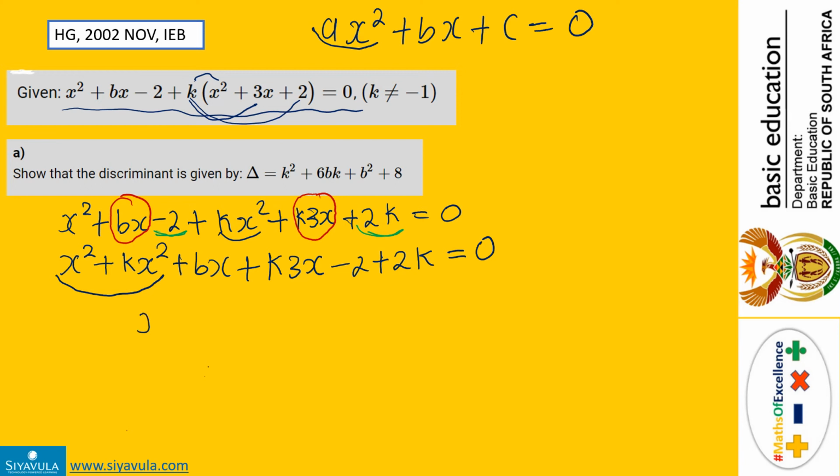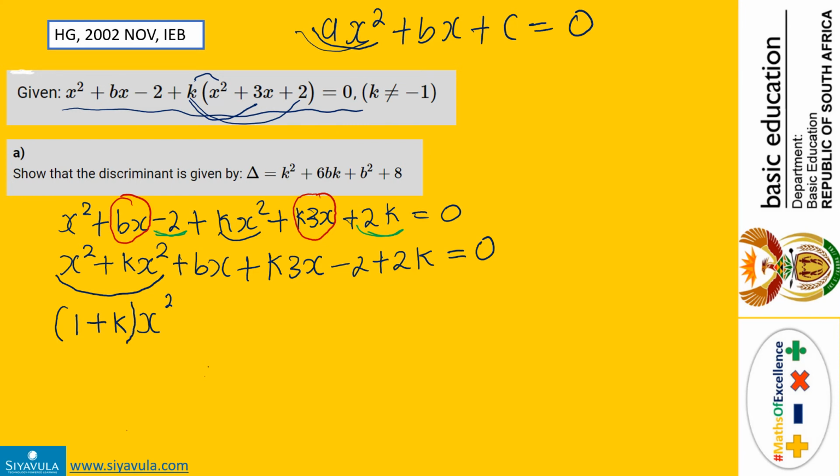So we can simply take our x squared as the common factor. Then what will be left? It will be left with 1 plus k. So now it's in that standard form, our a x squared, right? So that's it. So let me just write properly.